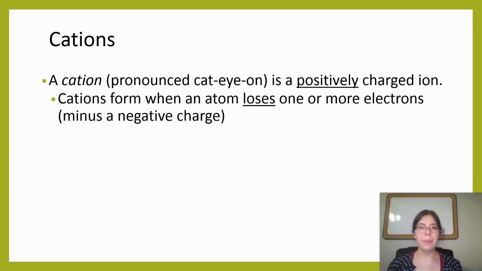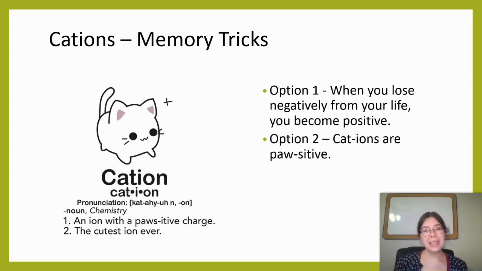So one type of an ion is a cation, and cations are positively charged ions that have lost electrons. So because we're minusing or subtracting a negative charge, that's how we get that positive charge. So some memory tricks to help you remember what a cation is. Option 1 is when you lose negativity from your life, you become more positive. The second one is cations are positive. So cats have paws, so hopefully that will help keep that straight in your mind.